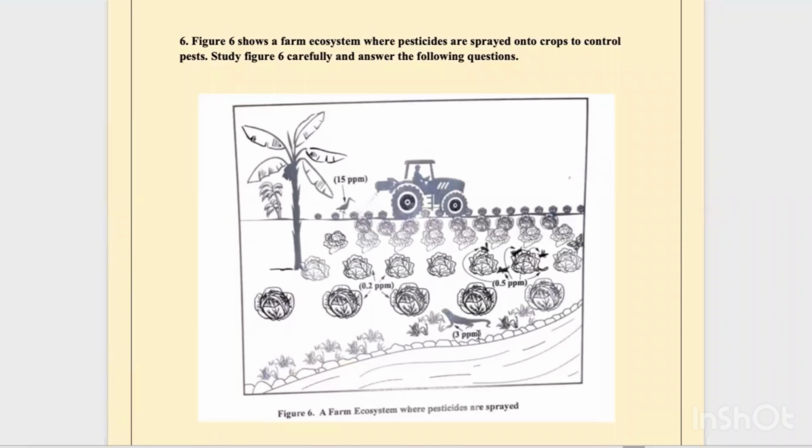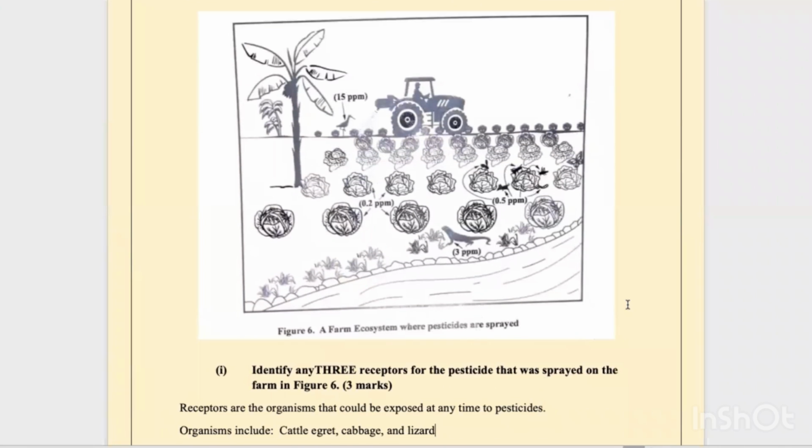Figure 6 shows a farm ecosystem where pesticides are sprayed onto crops to control pests. Study figure 6 carefully to answer the following questions. Take a look at figure 6. You're seeing a farm ecosystem where pesticides are sprayed. Okay. It says identify any 3 receptors for the pesticide that was sprayed on the farm in figure 6. Look at figure 6. What are the receptors? So the receptors are the organisms that could be exposed at any time to the pesticides. So the cattle egret here, the cabbages, the lizards, and the bugs are receptors for the pesticides.